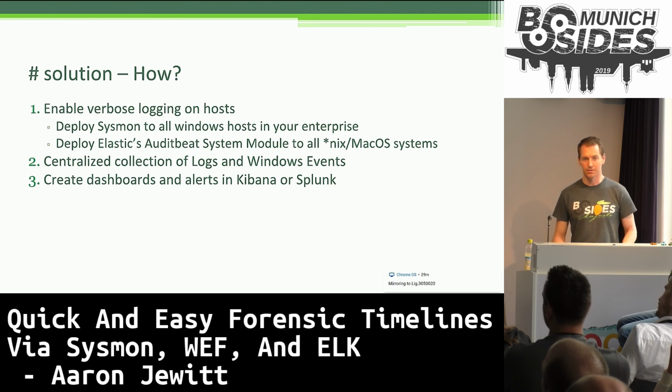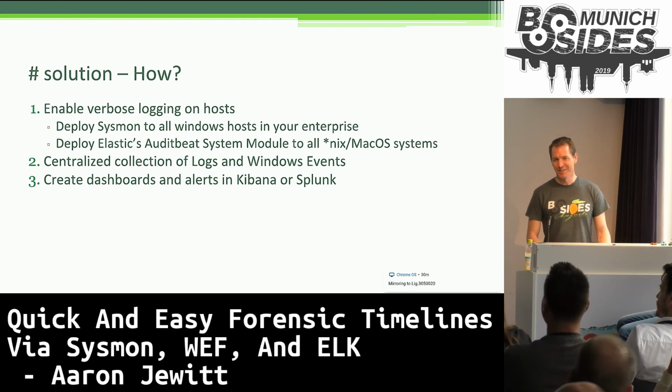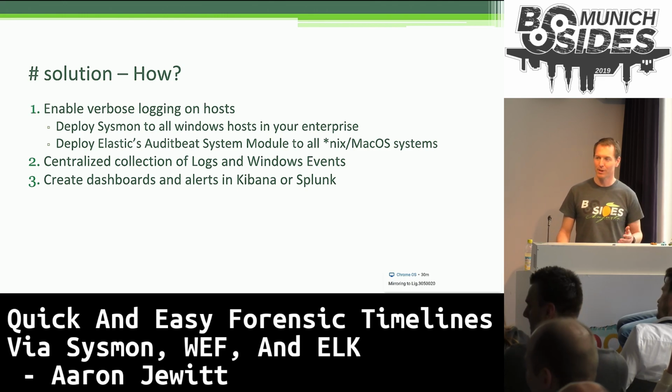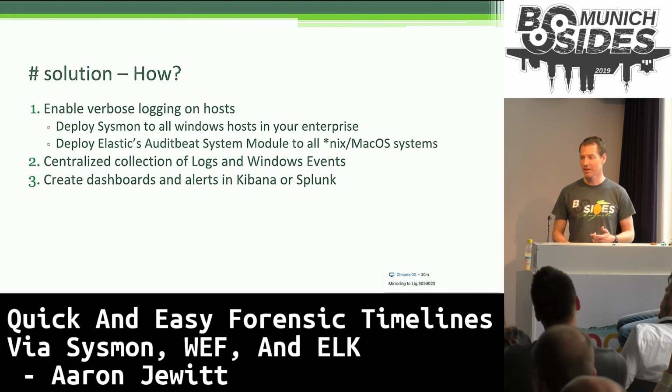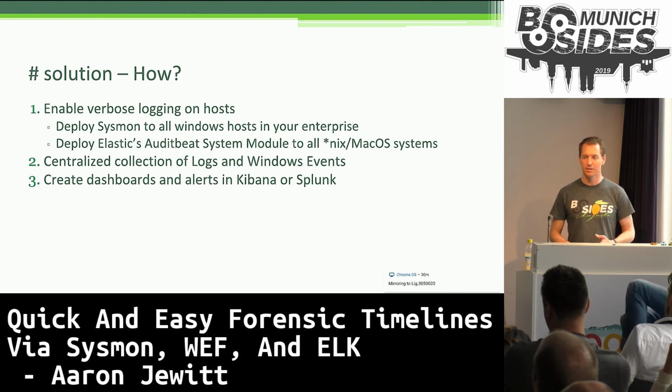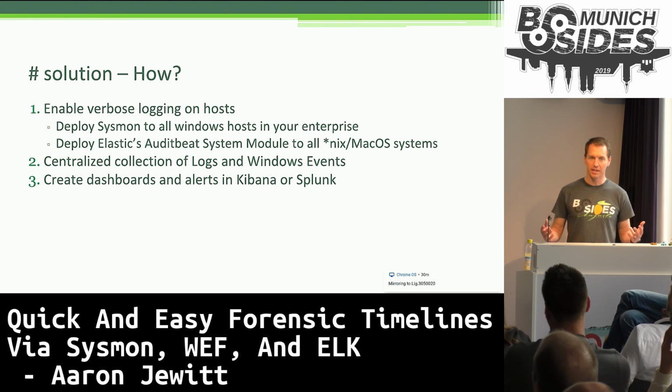So how are we going to do this? This is what I'm going to talk about in this talk. It's a 3-step process, super easy. Well, it's a lot harder than that, and I'm going to gloss over a lot of stuff, but it's pretty much these 3 steps. You have to enable verbose logging. We're going to do that with Sysmon on the Windows boxes, and Elastic's auditbeat module, which just came out, on the Linux and Mac OS systems, which is basically like Sysmon but for Linux. Then you centrally collect all those logs, feed them into Elastic Stack or Splunk, whatever you're using, and then you build your dashboards and you're good to go.